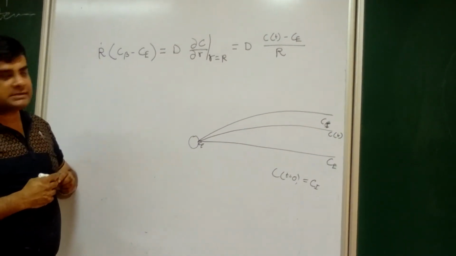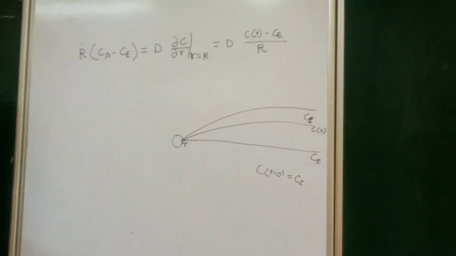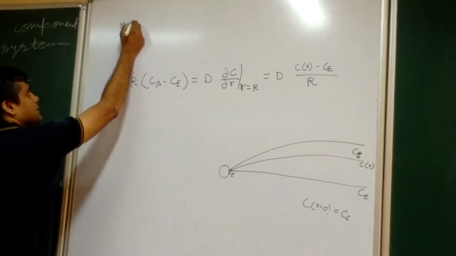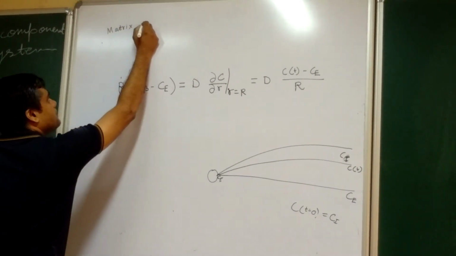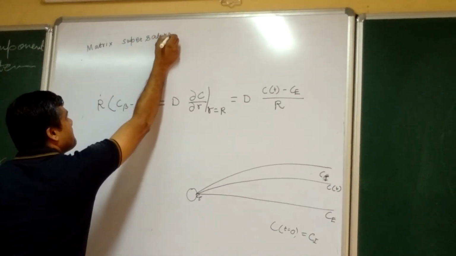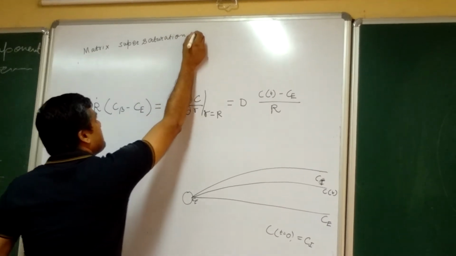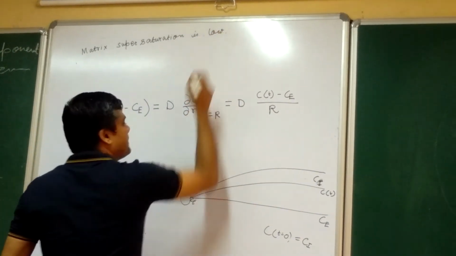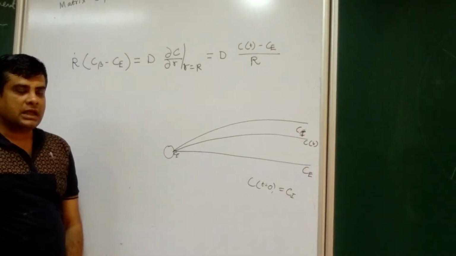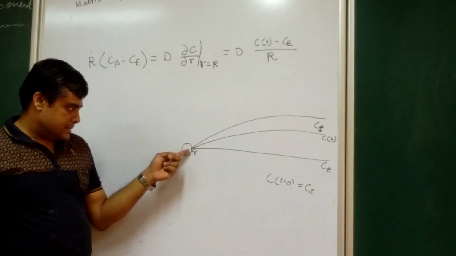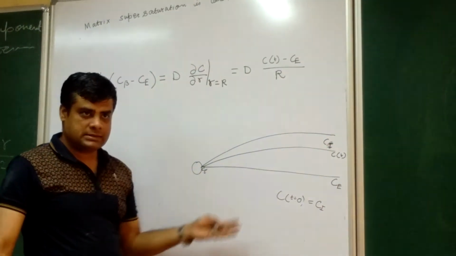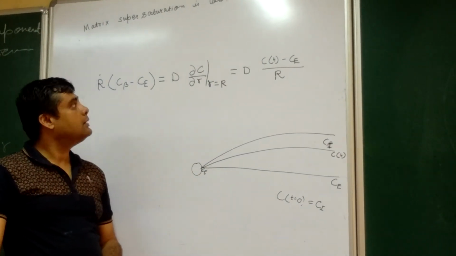So this is for the case, whatever I am doing here, when the matrix supersaturation is very low. Then it will be this type of thing. That means the depletion in the concentration will go over a long distance. Okay.